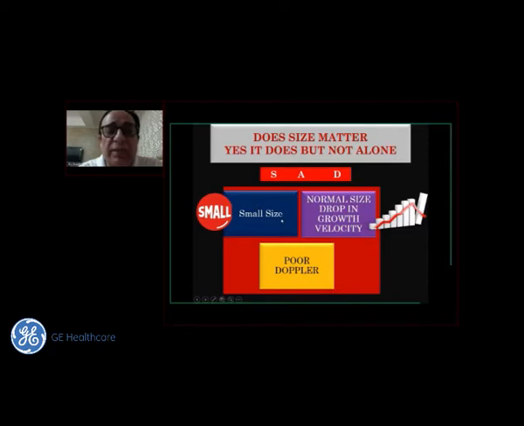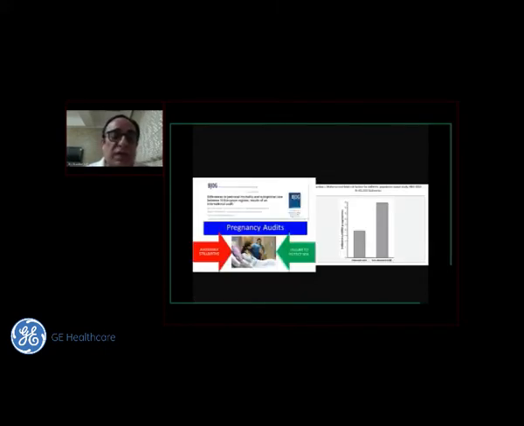So if there is a small size baby, it can be FGR. If there is a normal size baby and there is a drop in growth velocity, but it is yet within the 10th and 50th centile, then also it can be FGR. And of course, if there is poor Doppler in any of these situations, that is FGR.